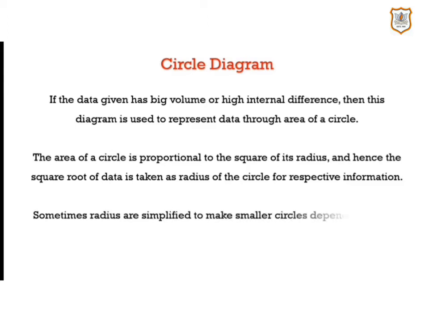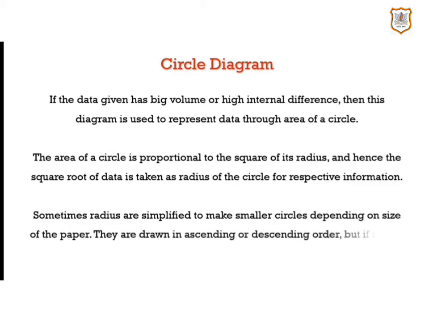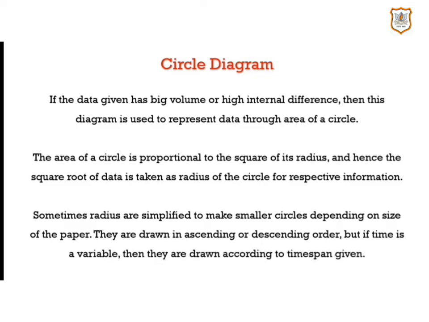Sometimes radii are simplified to make smaller circles depending on the size of the paper. They are drawn in ascending or descending order, but if time is a variable, then they are drawn according to the time given. So here it is written that the radius is simplified. That means sometimes getting the radius is not enough. We have to make it still simpler by minimizing its value so that it is easy to draw a circle. And it is drawn in ascending or descending order. But if time is mentioned as a variable, then they are drawn according to the time span given.